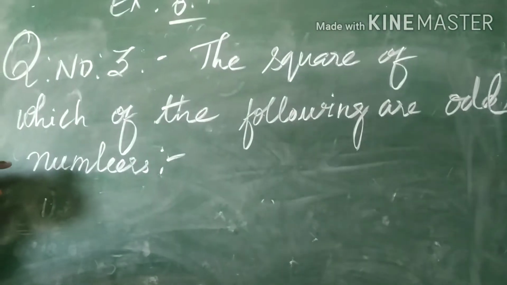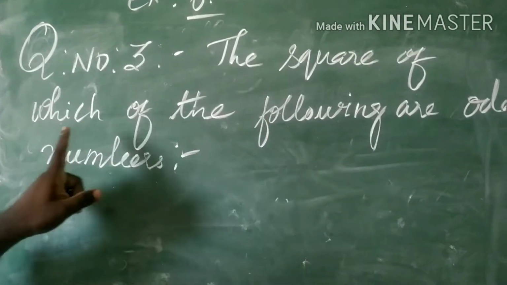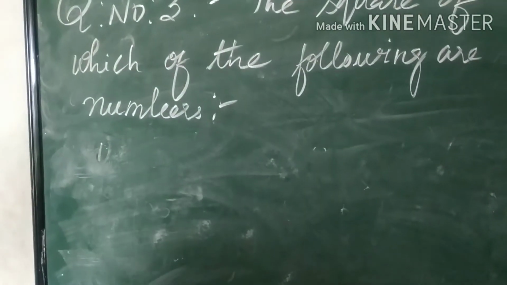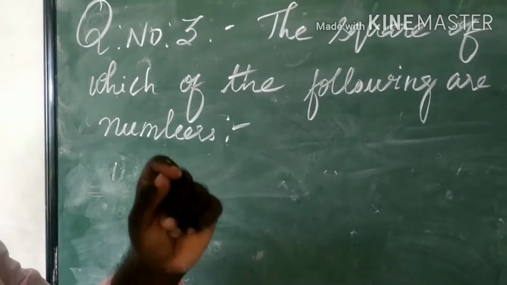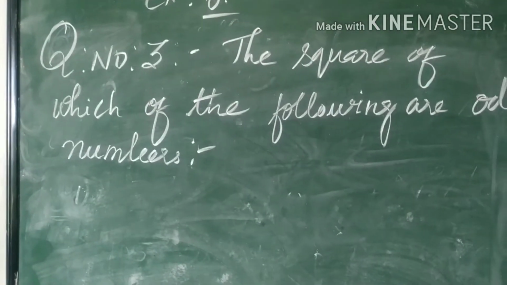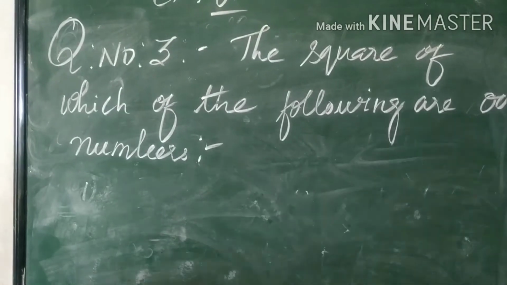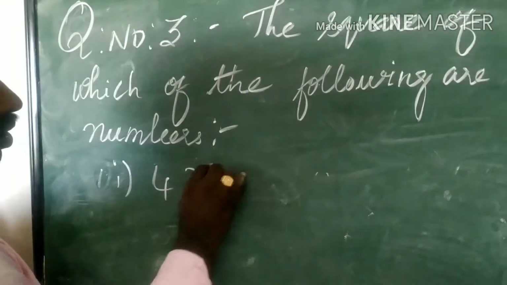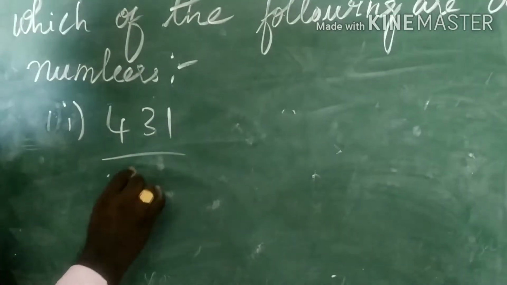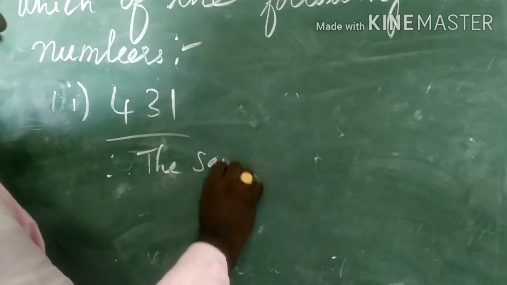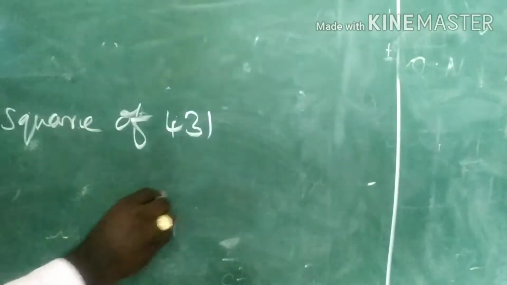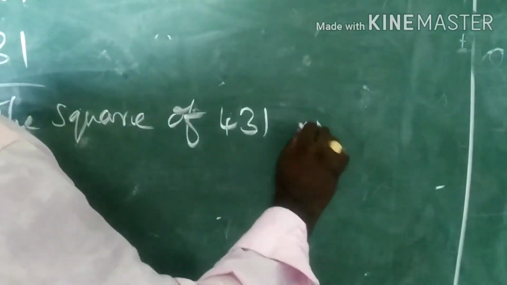Then question number 3: the squares of which of the following are odd numbers? We remember property number 3: the square of an odd number is always odd. Is it clear? Now the first one is 431. It ends with 1, which is odd, so the square of 431 is odd. We simply write odd.